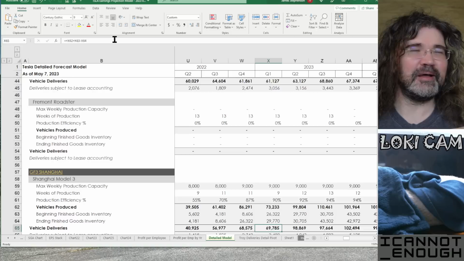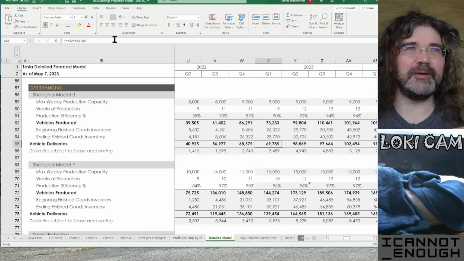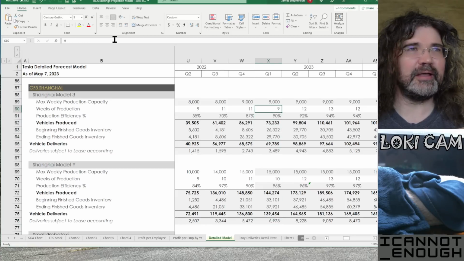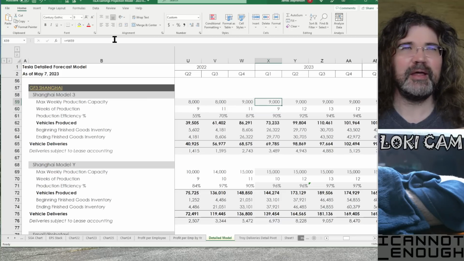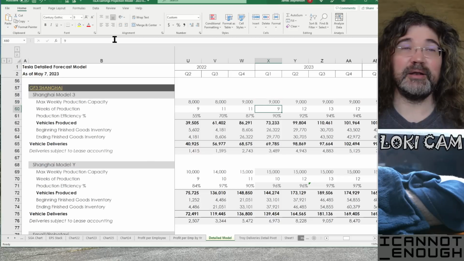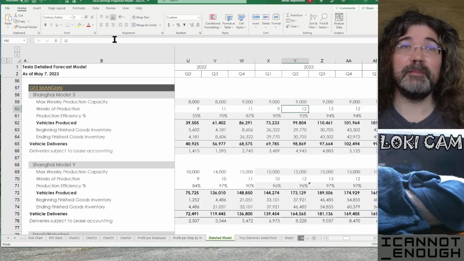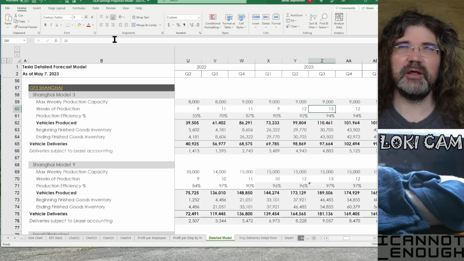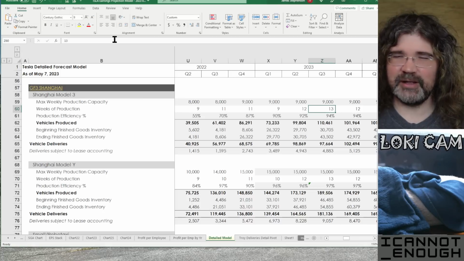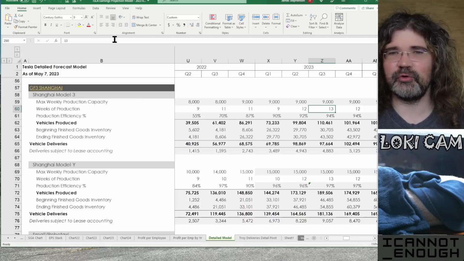Okay, so let's leap across the Pacific Ocean to China and check in on the Shanghai Gigafactory, see what it's producing. They can make about 9,000 Model 3s per week, but as you can see here, they only had 9 weeks of production in Q1. That ought to be better in Q2, 12 weeks. 13 weeks is the best Shanghai ever gets in a quarter. That's the number of weeks there are in a quarter, but they only get it in Q3.